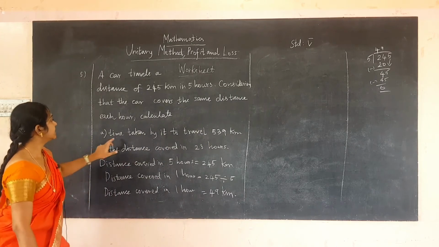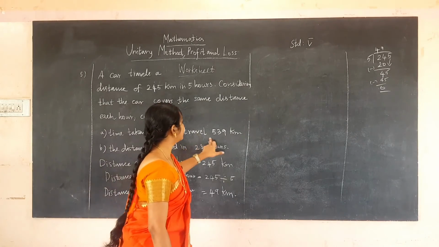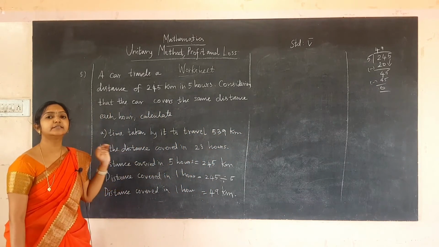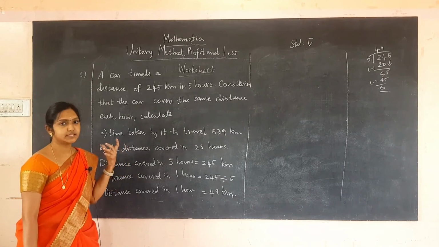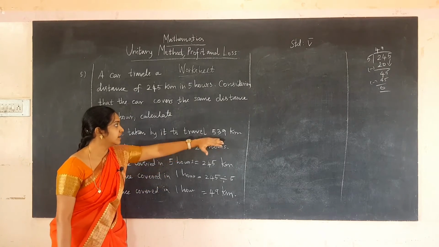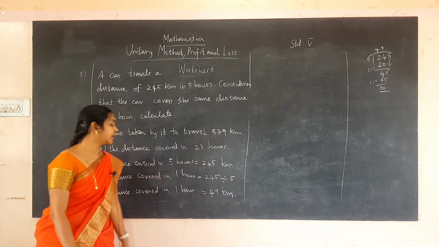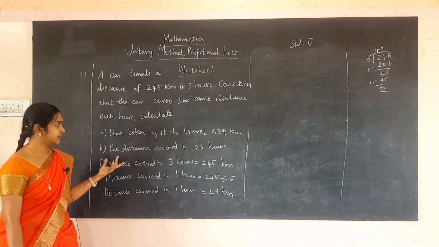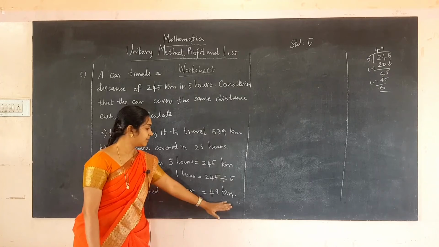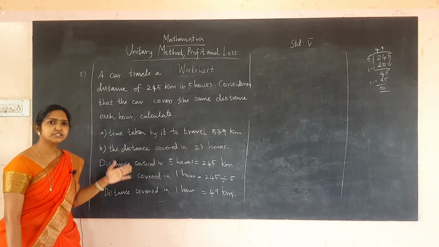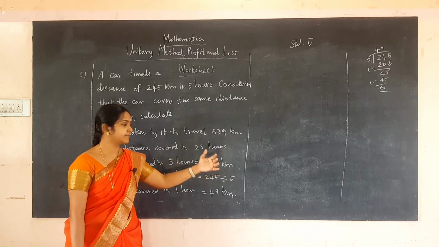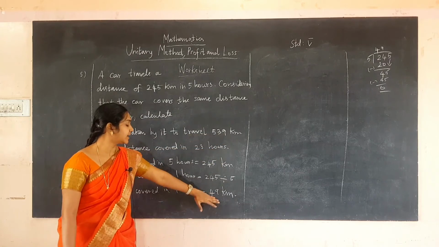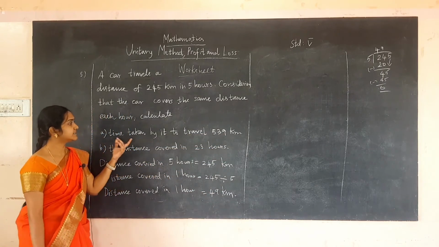First we have to find time taken by it to travel 539 kilometer. To travel 539 kilometer, how much time it takes? So we have to divide 539 by 49. We will get the time taken. Divide 539 by 49 because for each hour we are traveling 49 kilometer. For each 49 kilometer means we have to divide 539 by 49 and that will be the time taken by it to travel.